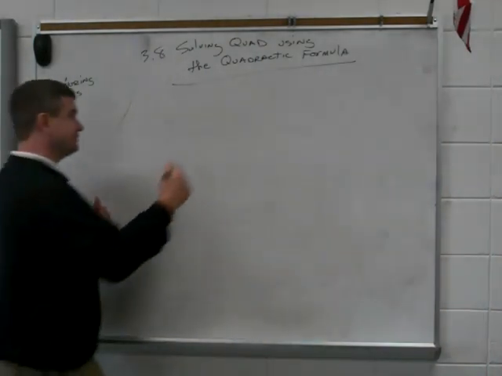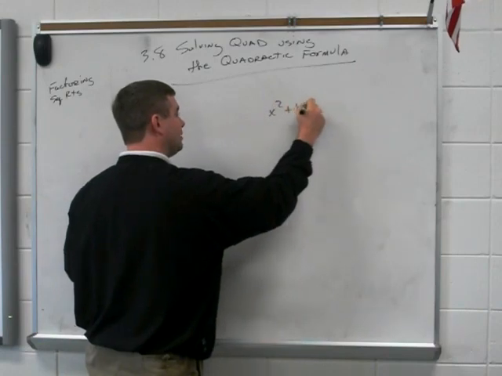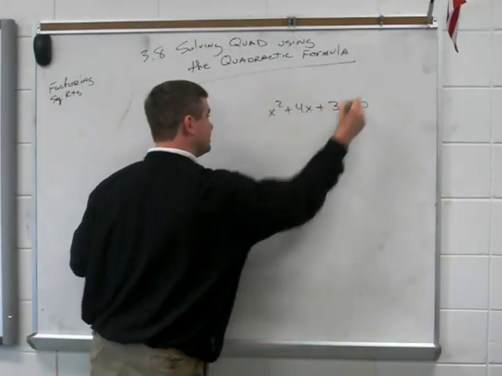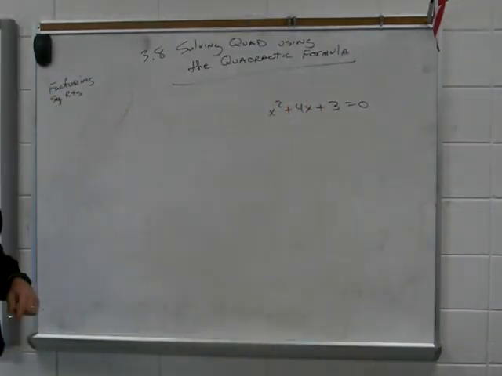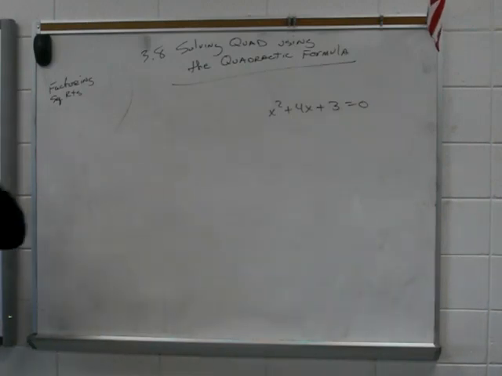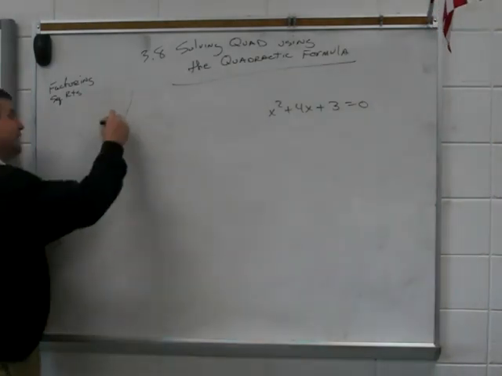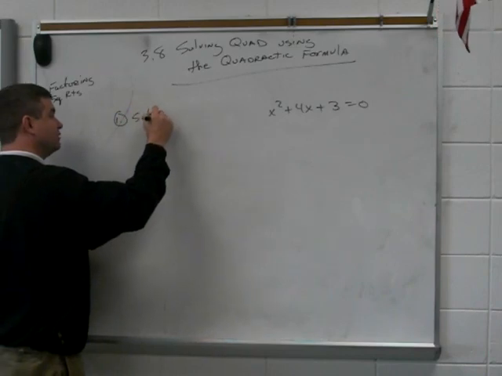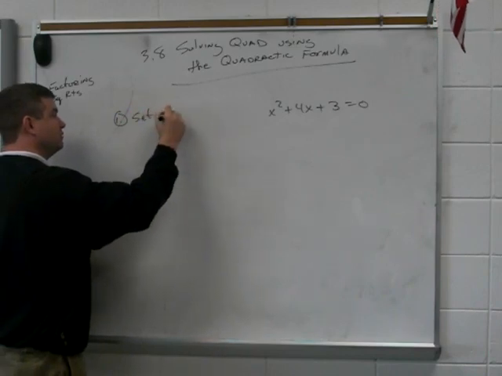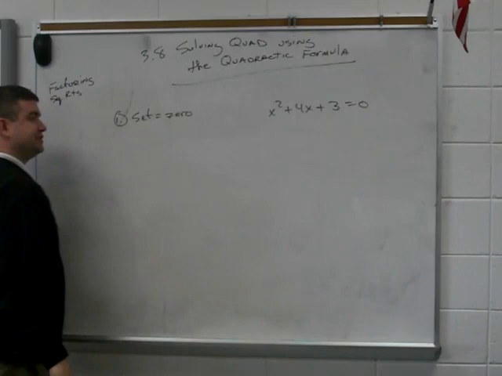All right, so here we go. X squared plus 4x plus 3 is equal to 0. There's 4 steps that we're going to list out, and then this is the first example. Step number 1 is set it equal to 0.